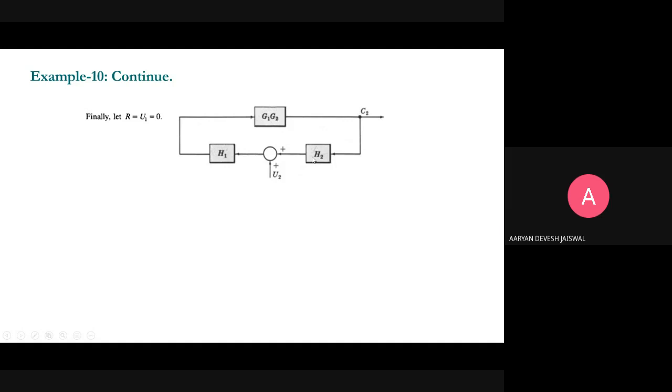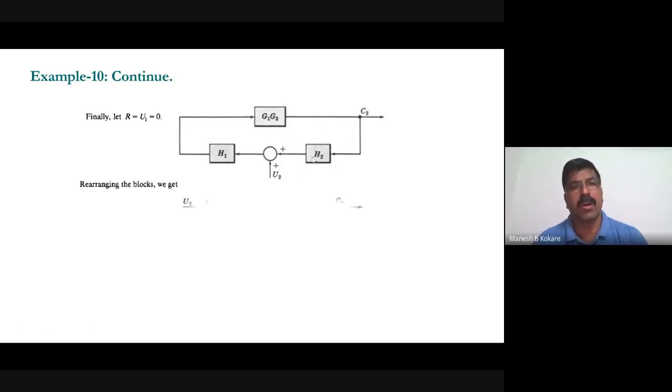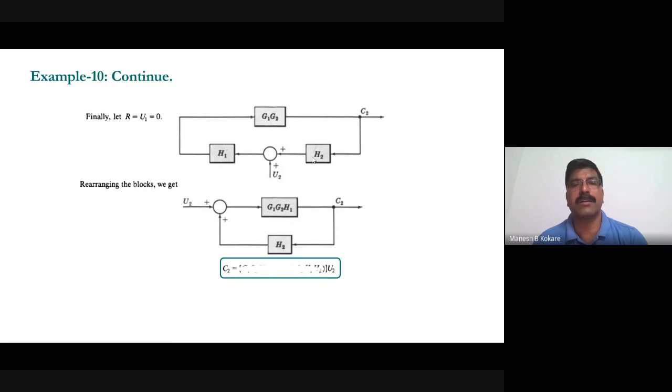Yes. So this will be the overall in this one, like C2 by U2, it will be equal to G1 G2 H1 divided by 1 minus G1 G2 H1 H2. So this is C2 by U2. Now you got C by R, you got C1 by U1, and then you got C2 by U2. Overall transfer function is just addition of all those things.